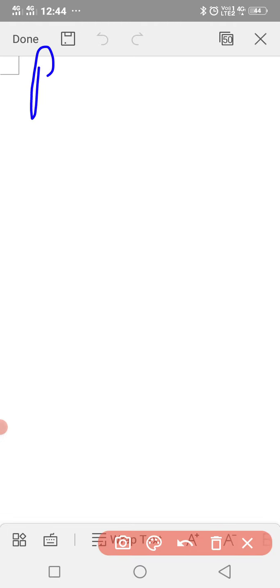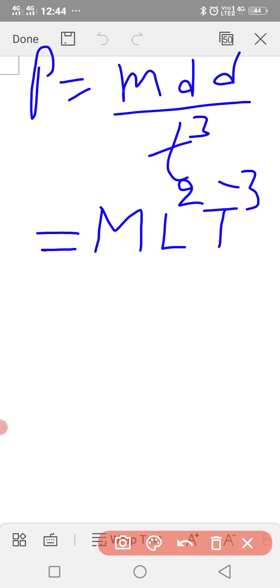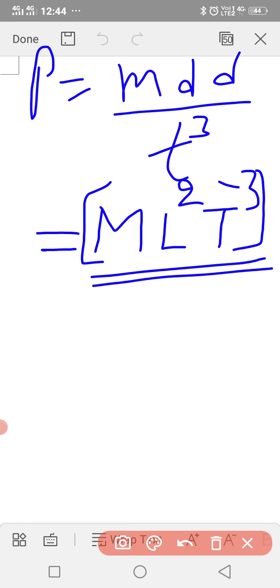Once again I am writing power in fundamental terms: mass into distance upon time three times. So when I write its dimensional formula, it will be mass, distance is two times so M L squared, and T goes up, so it is minus 3. So the dimensional formula of power is M L squared T minus 3.